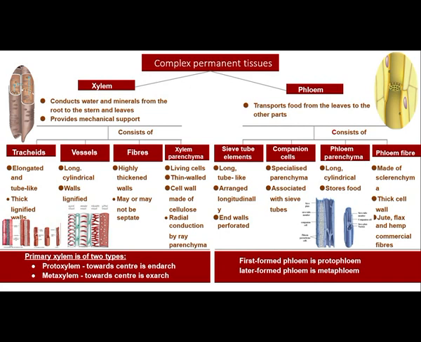So, coming to the first one, that is the tracheids. These are elongated, narrow lumen cells with tapering ends. The cell wall is made up of lignin, thus dead, and the cells are long and placed one upon the other. Coming to the vessels or the trachea, these are elongated, cylindrical with wider lumen. The walls are lignified, the end walls are perforated.